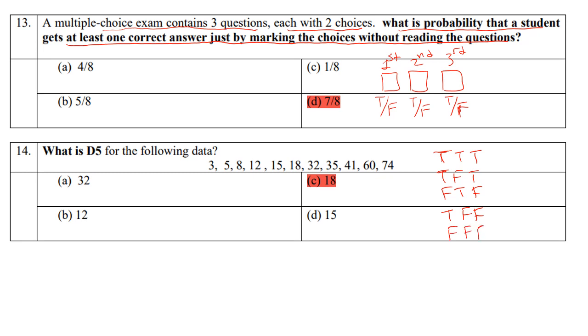Okay, the best way is to write here T, T, T. If you don't want to miss anything, you can make here T, F.